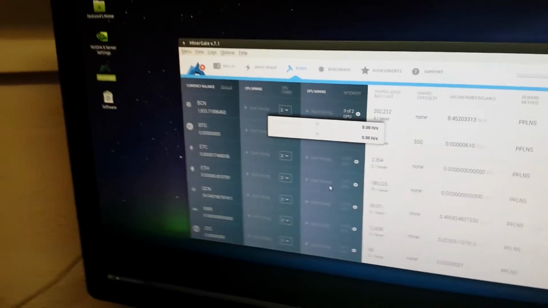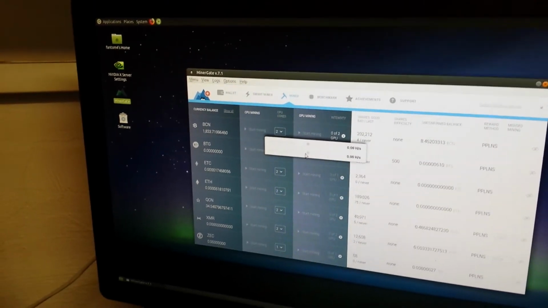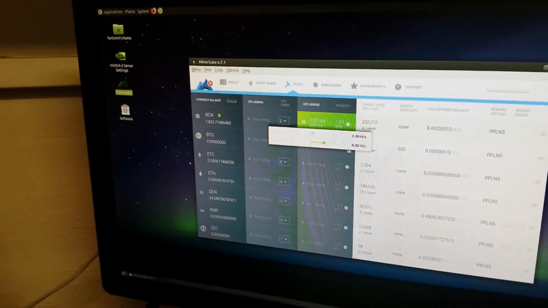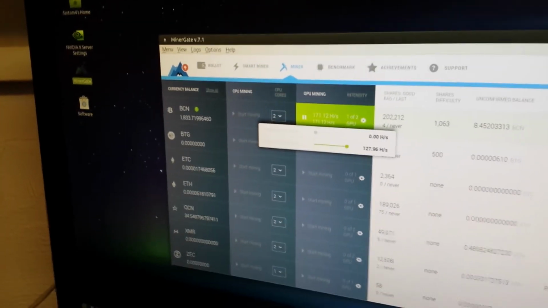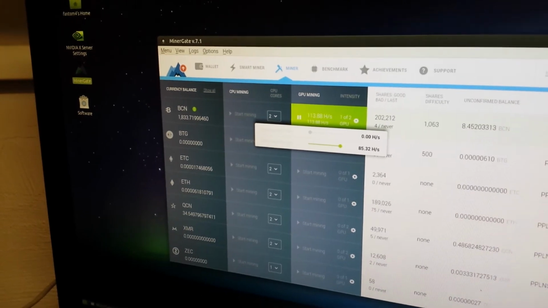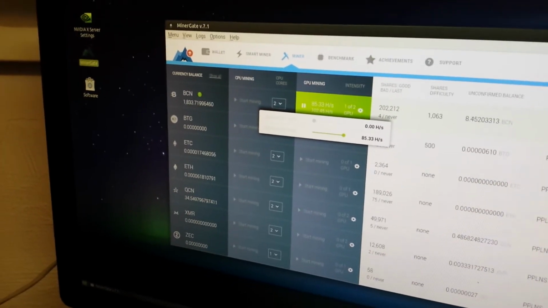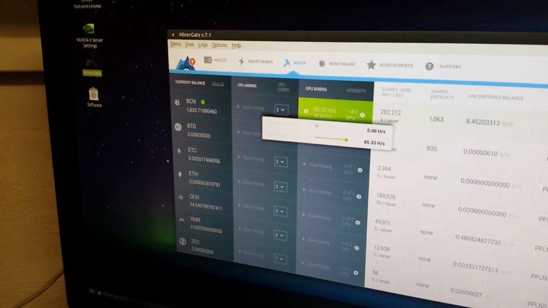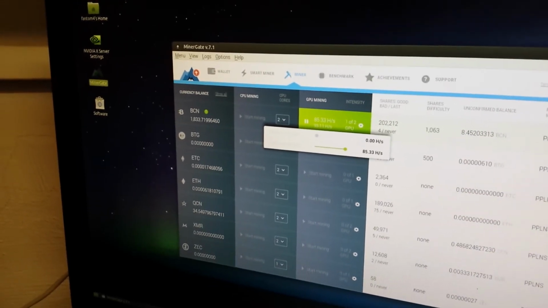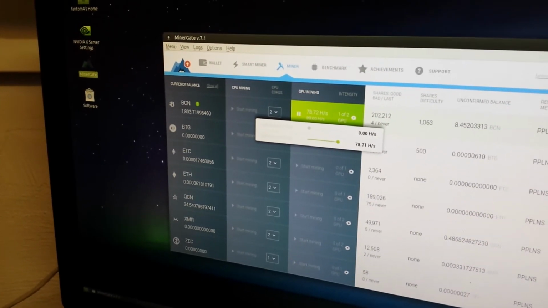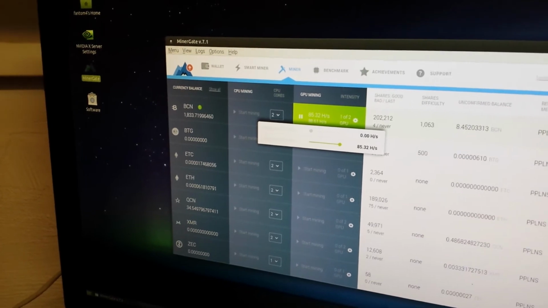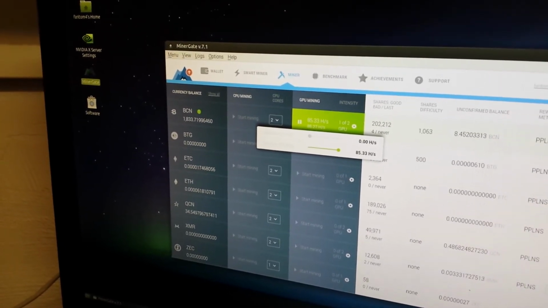So now I already installed the GTX 650 1 GB, and we'll see how much hashing power we get on Minergate, on PC and Bitcoin. It's around 85 to 90 hashes per second. That's it. So the GTX 650 is not that powerful.